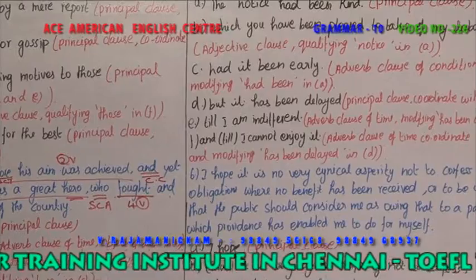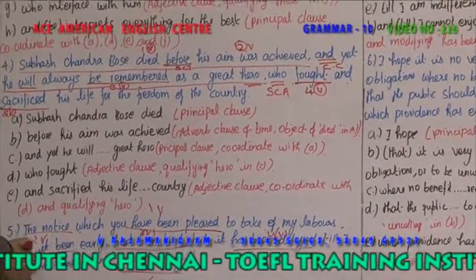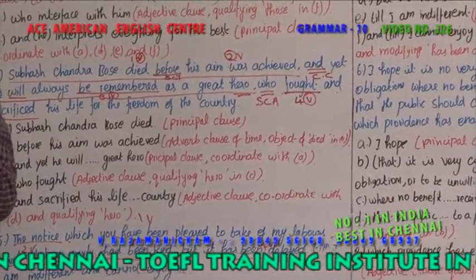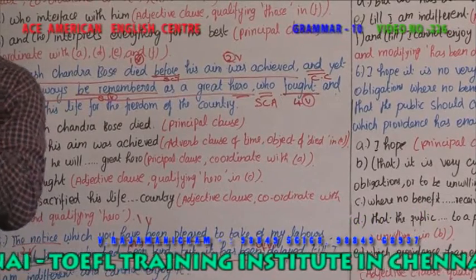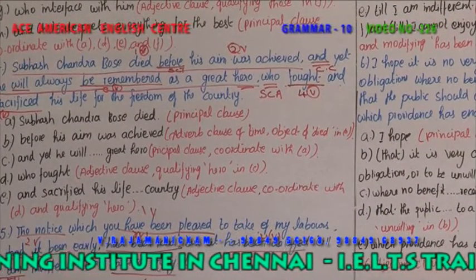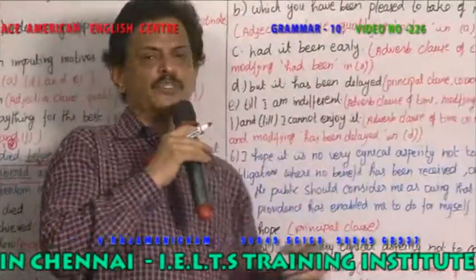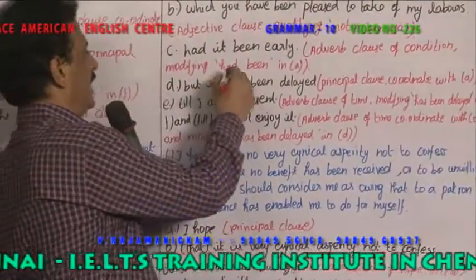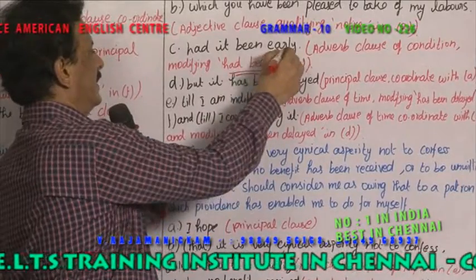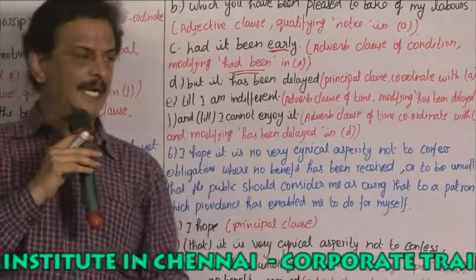Okay. Next is, whenever you get it, had it been yearly. Had you come yearly, you entered the class. Had you come yearly. So it is a condition. Had it been yearly means it is a condition. So had it been yearly means an adverb clause of condition modifying had been, right? Had it been earlier. So it is a condition. Next is, but it has been delayed.